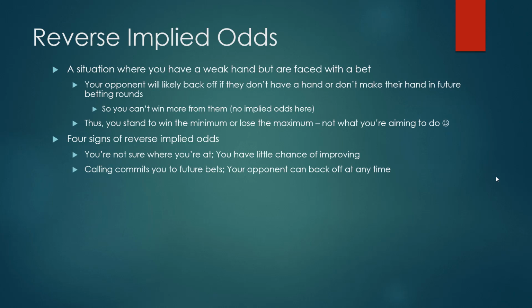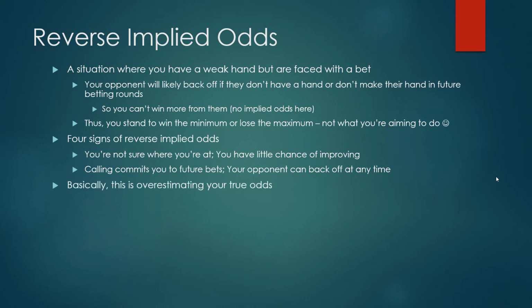Calling commits you to future bets. Once you've bought that property, you can't say undo. You can't fold and get your money back. You've committed. Whatever you're going to have to do, say a rehab in order to sell it, is going to cost you money. That's the correlation. Your opponent can back off at any time. The appreciation was going up, and then the market changed. The market may be your opponent in this case.